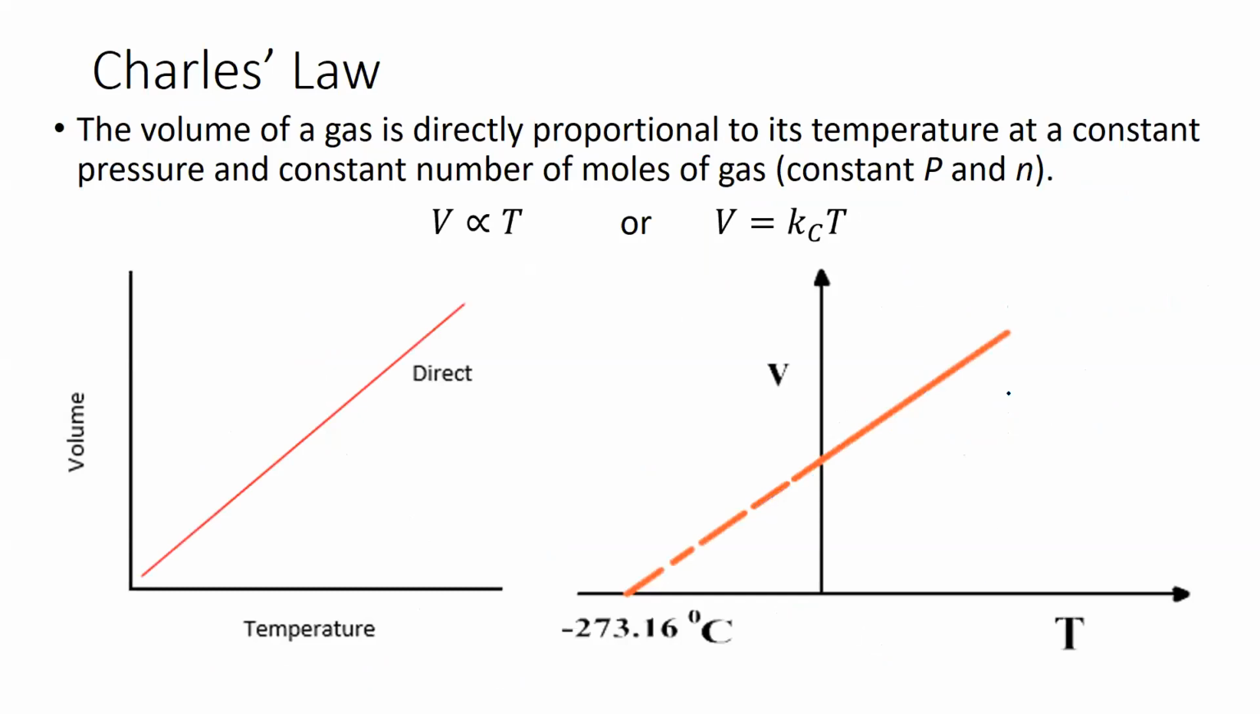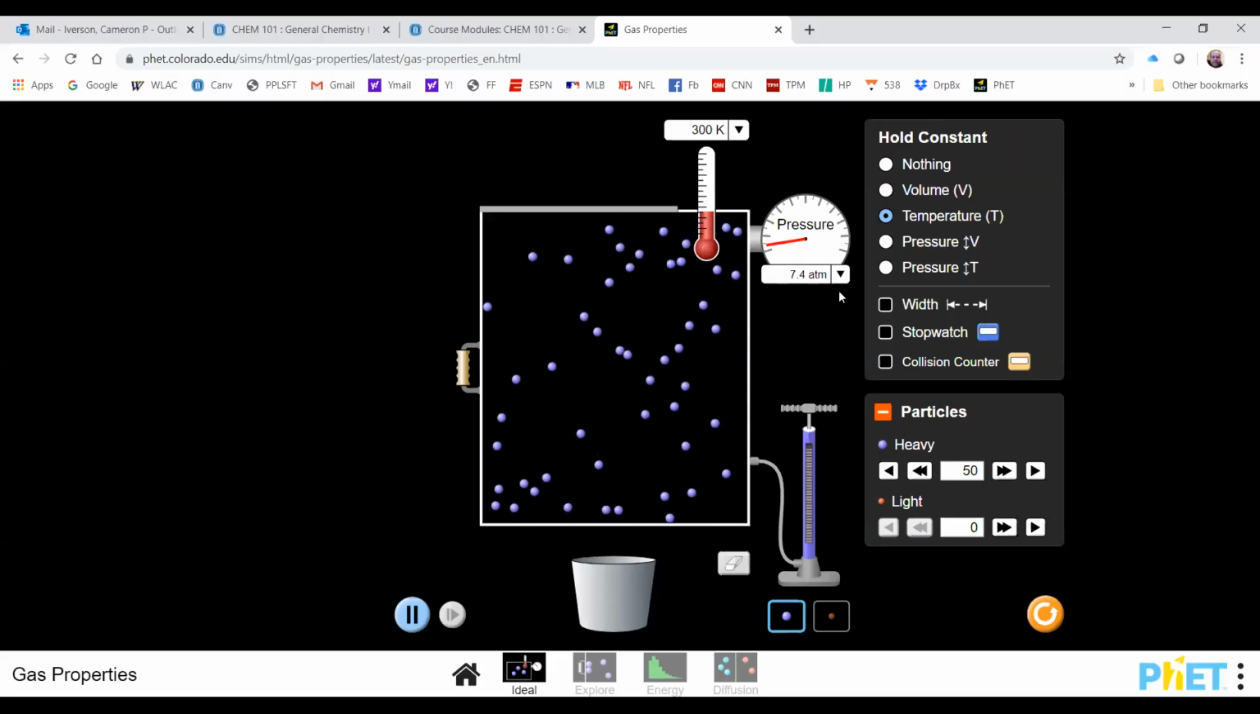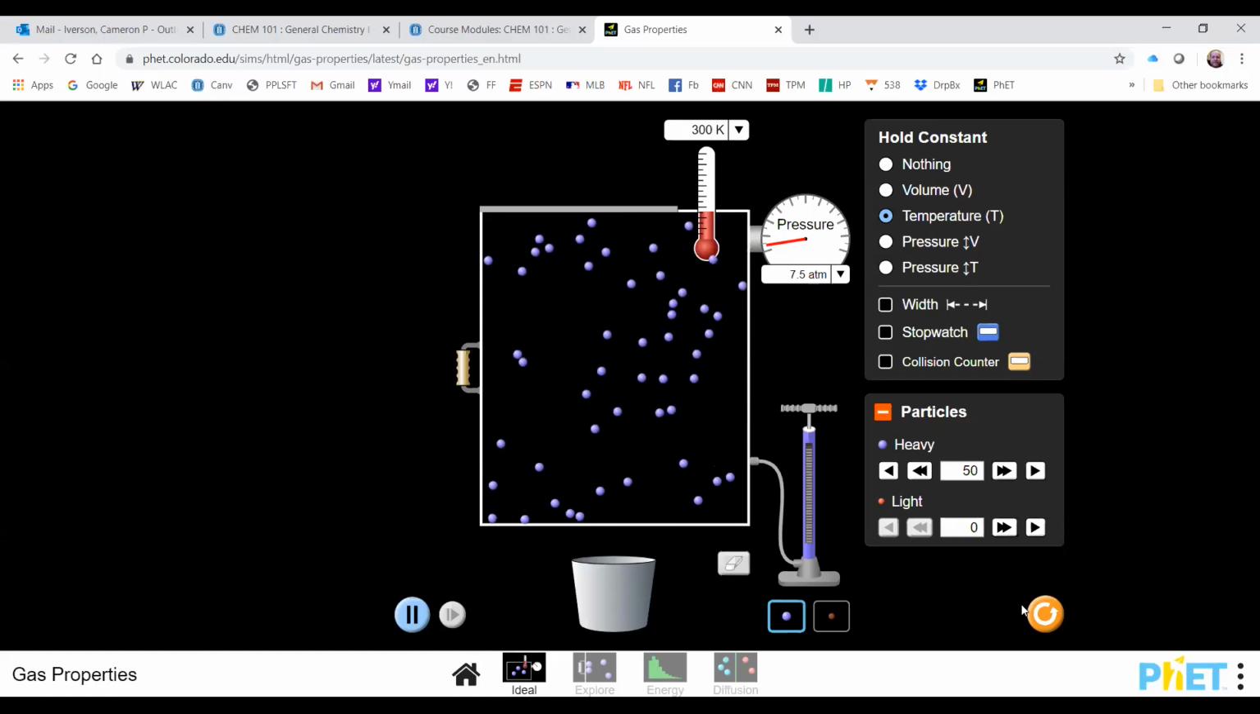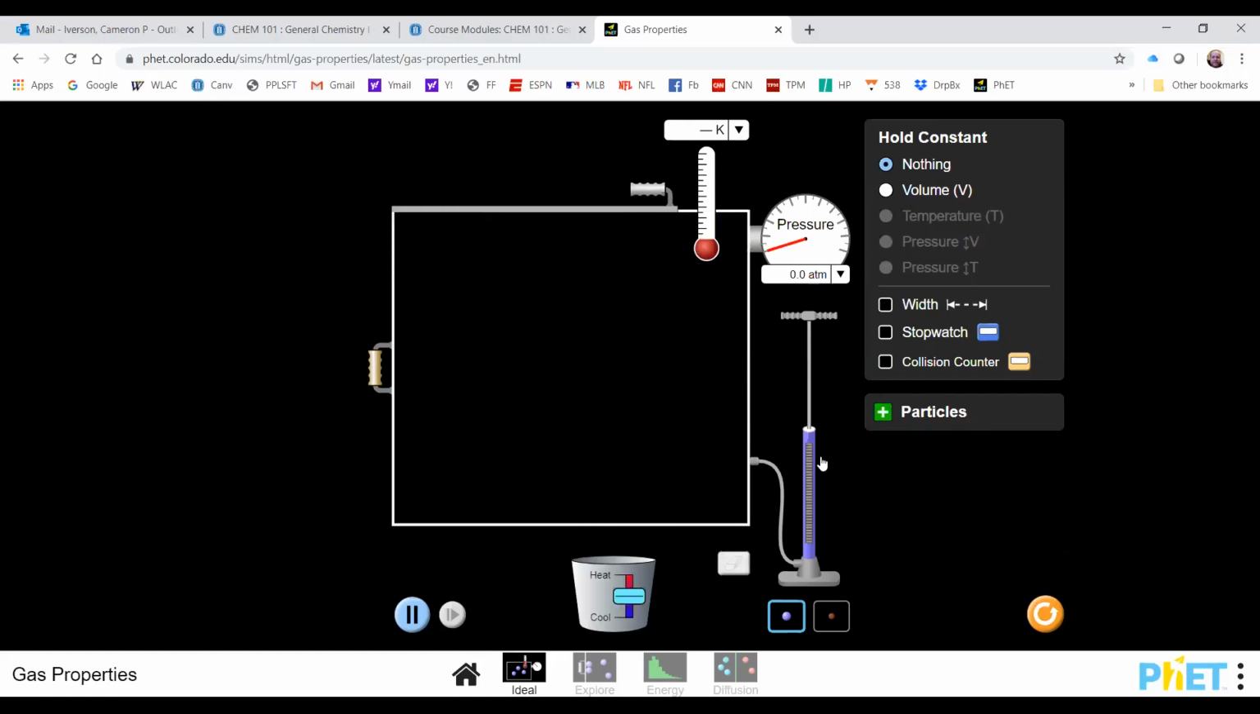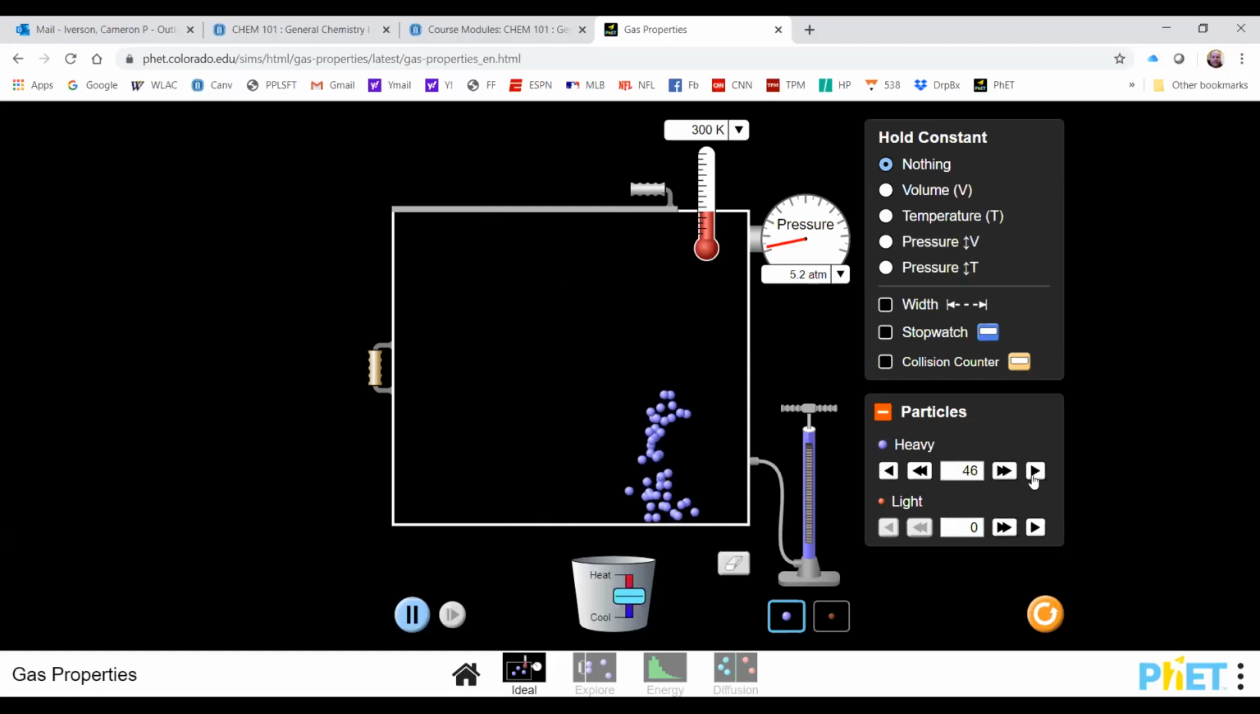Our second law that we're going to look at is Charles' law. So Charles' law says the volume of a gas is directly proportional to its temperature at a constant pressure and constant number of moles. And so we're going to go back to our simulation to think about that. So we're back in our simulation now. We're going to reset that simulation. Make sure we got the same number of particles to begin with.